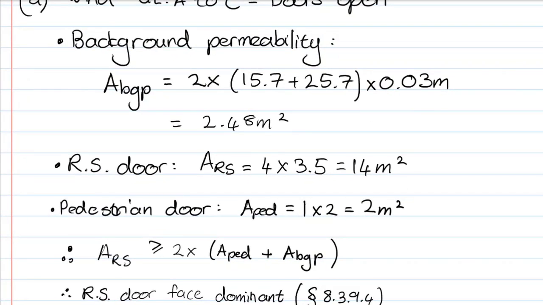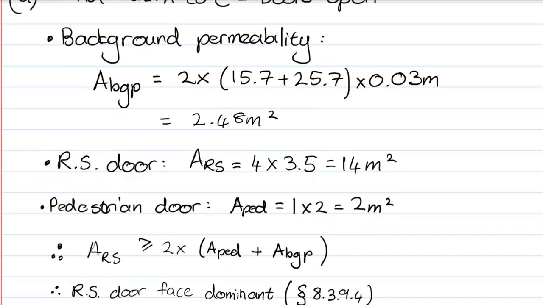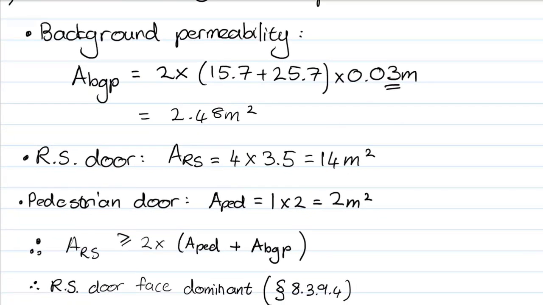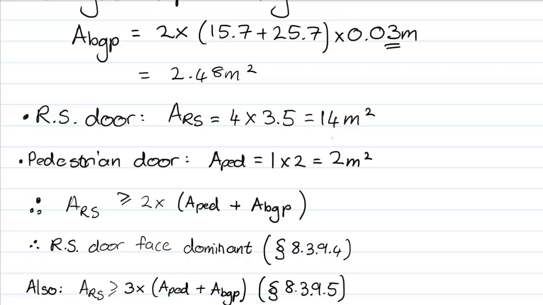Looking at the calcs here, what we first did was take the background permeability, which was 30mm, and multiply that by the perimeter of the building, so 2 times length times breadth, and we get a rough area of leakages that are occurring. Then we've also got our roller shutter door, for which we've been given dimensions, and our single pedestrian door, which is about 2 square meters.